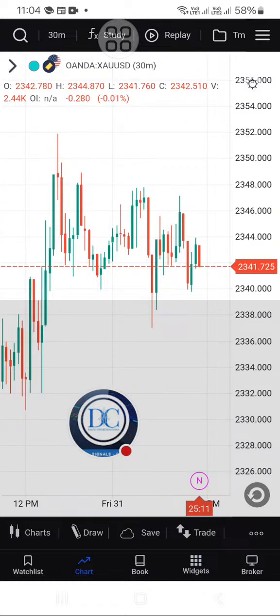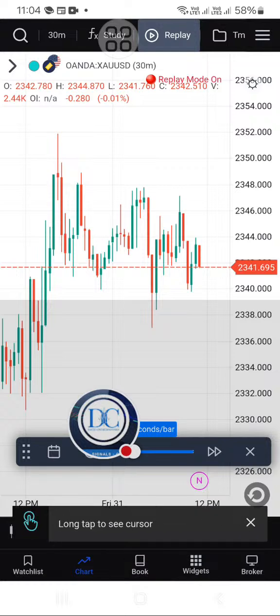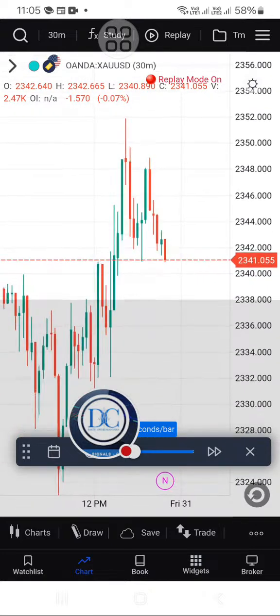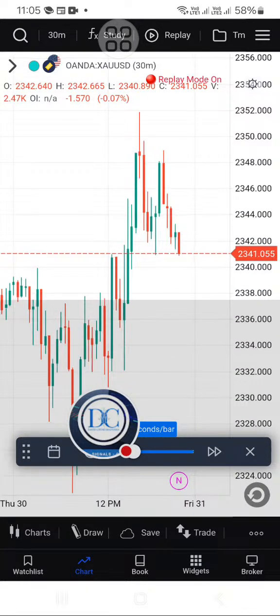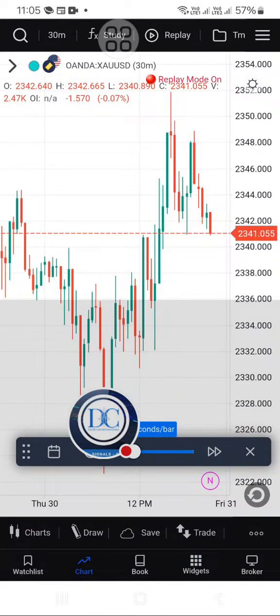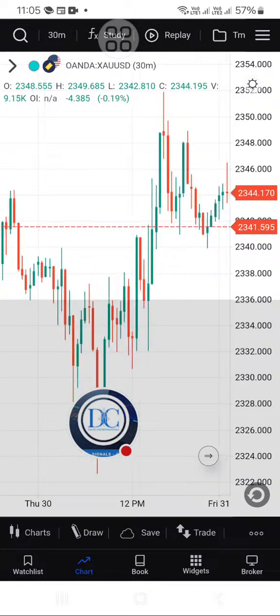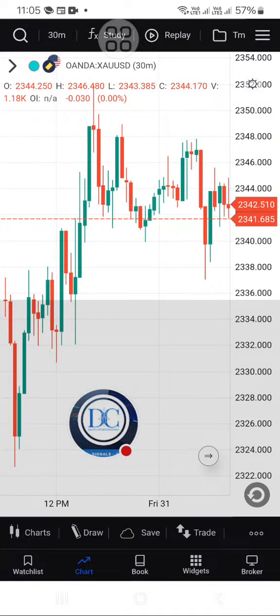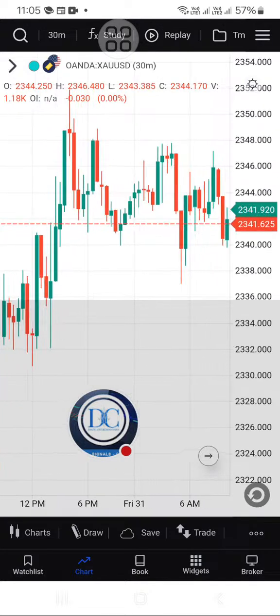The mobile version is very difficult. But you click on this one. We want to backtest our strategy here. You see? When did we start? 12 p.m. It's not going to work if you don't know when exactly we are supposed to start. Today is the 31st, 12 p.m.